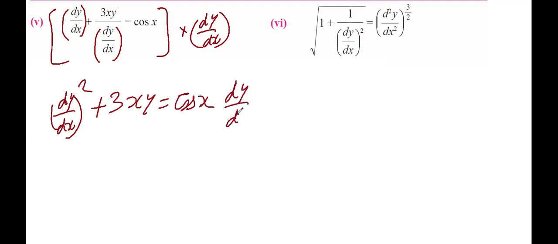Then again dy by dx I will get. Now this is the differential equation, and you can observe the order of this is 2. Okay, the order is 1, not 2. The highest order is 1, and what is the degree? The degree is 2, because of this. This will be your degree, and the order is 1.